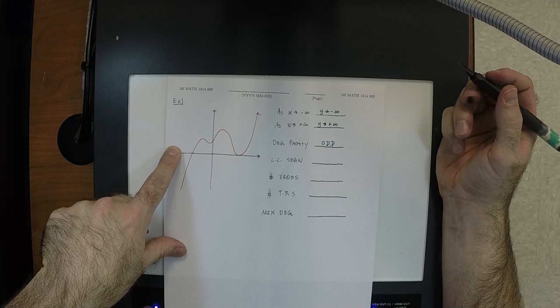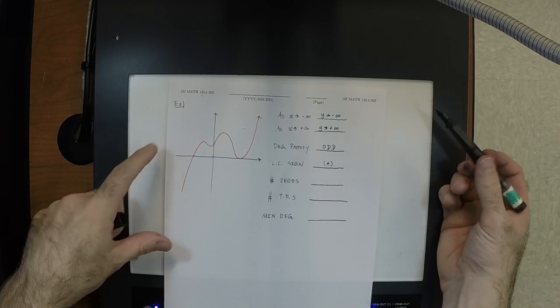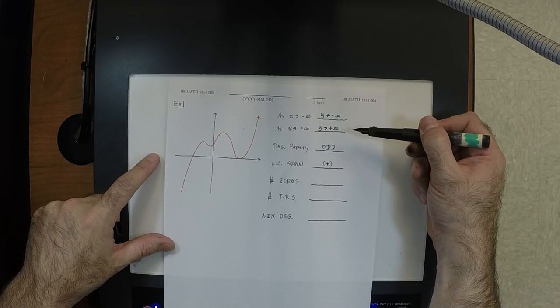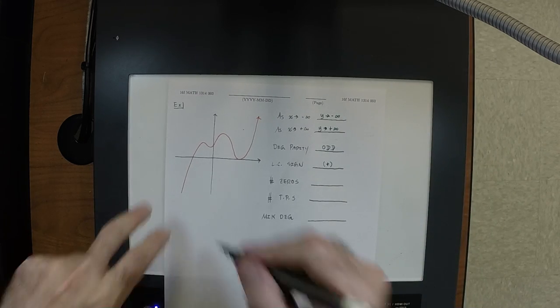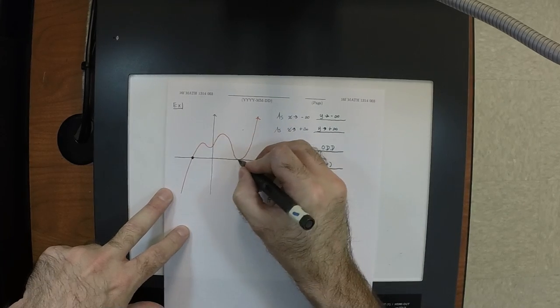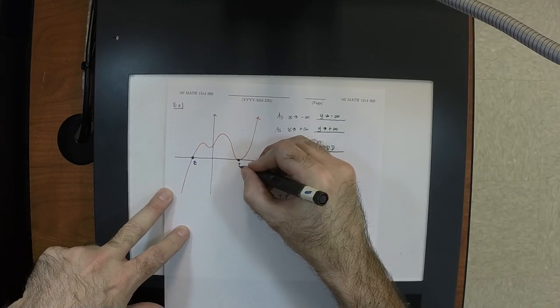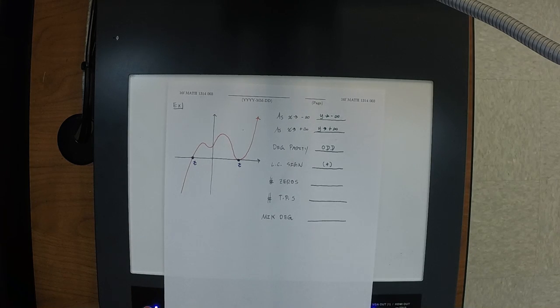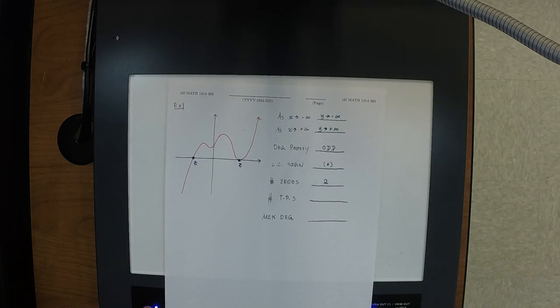Okay, what's the leading coefficient sign? Must be positive. Why must it be positive? Right, because the right side goes up. So it must be positive. How many zeros? 2. It's 2 zeros. So here's a zero, and here's a zero. So the fact that it has two zeros means it must be at least degree what? Three? No? Two. Must be at least degree two.